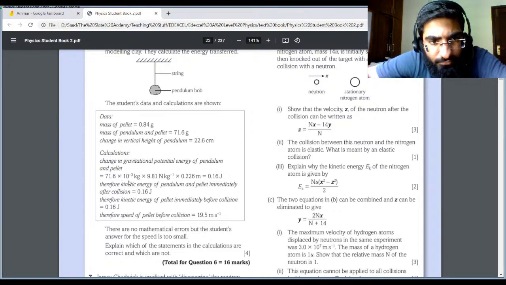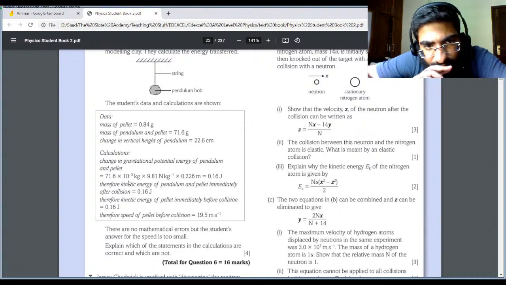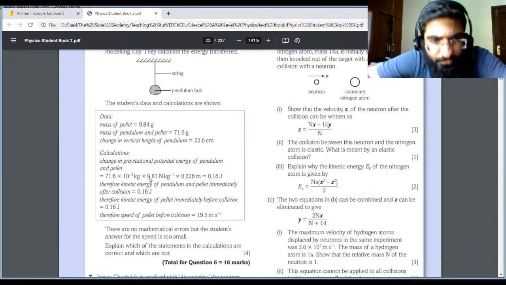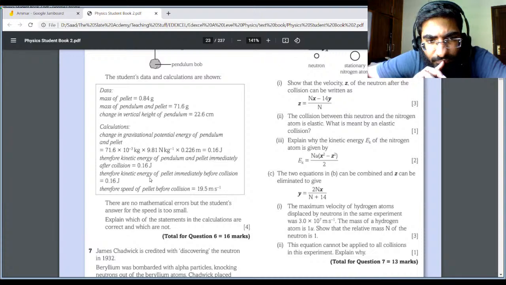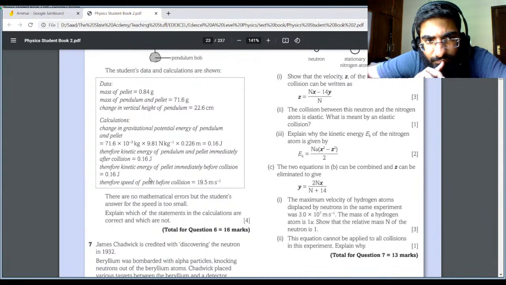Tension. Energy of kinetic energy, pendulum and pellet immediately after collision. Therefore, kinetic energy of pellet immediately before collision. So that doesn't make sense.